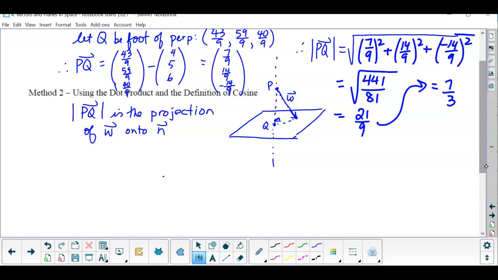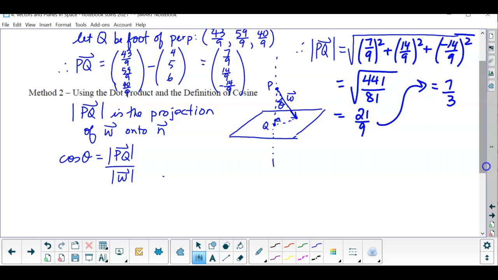So, in comparing, if we have the normal and we come up with vector W, we could call the angle between them theta, right? So PQ, if we think about cosine of theta, is adjacent over hypotenuse. So cosine theta is adjacent over hypotenuse. Okay. So we could rearrange that to find PQ.